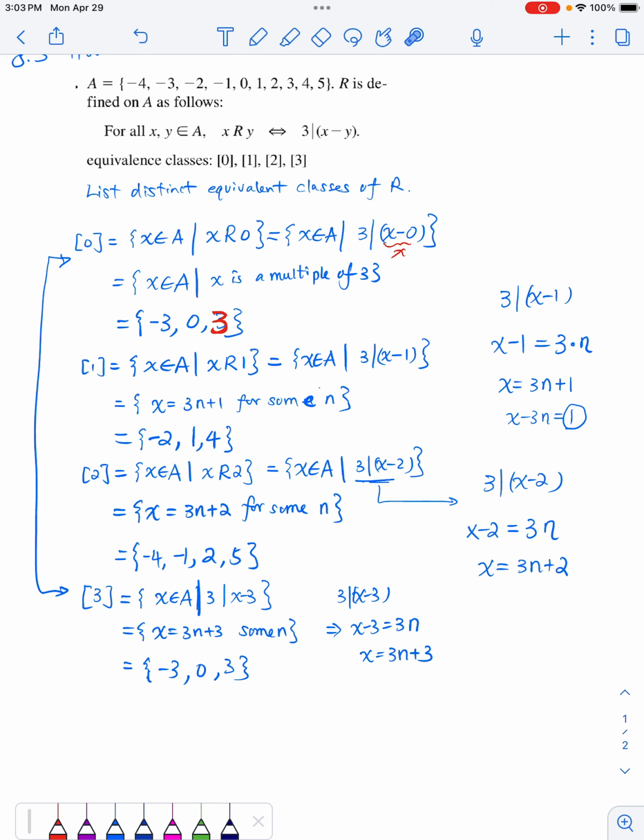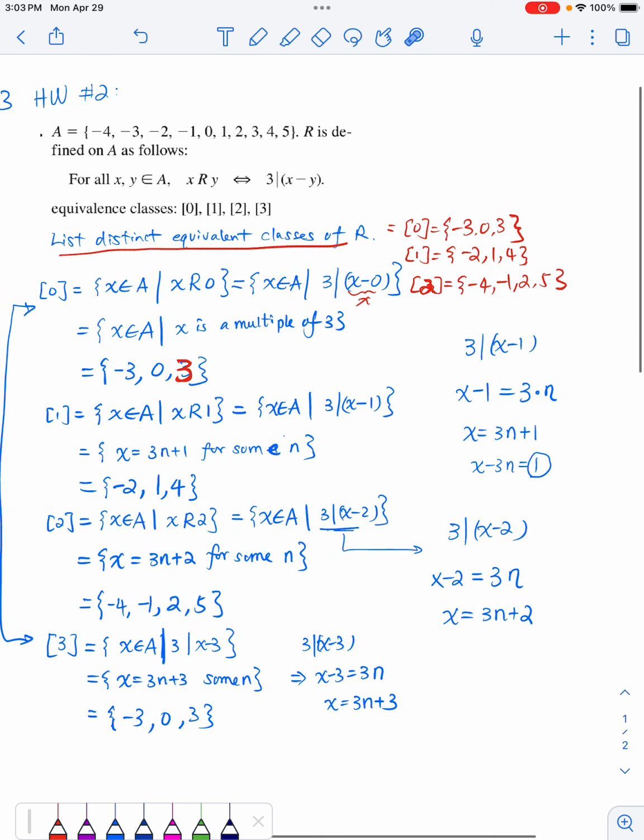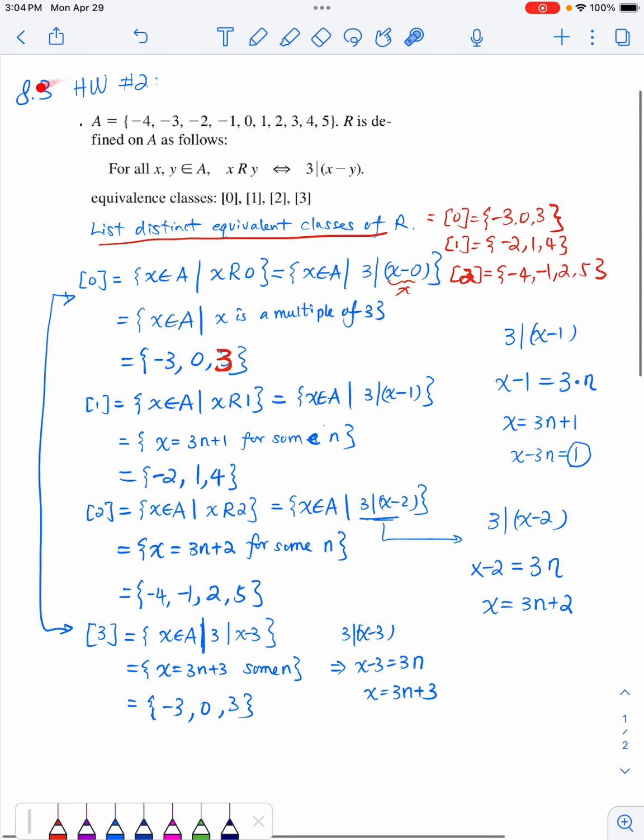And what are they? So list the distinct classes of R. They are actually these 3: the class of 0, which is negative 3, 0, 3. The class of 1, which is negative 2, 1, and 4. And the class of 2, which is negative 4, negative 1, 2, 5. So yeah, that's how I would solve this problem.